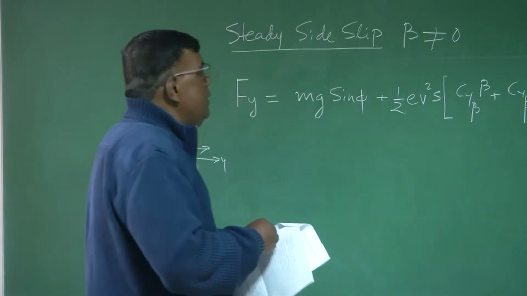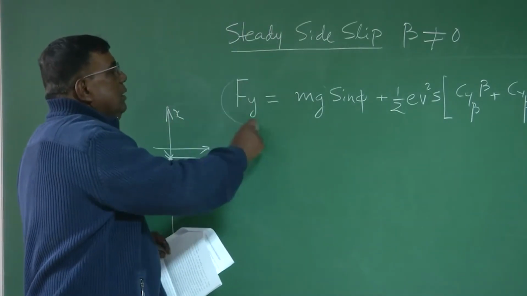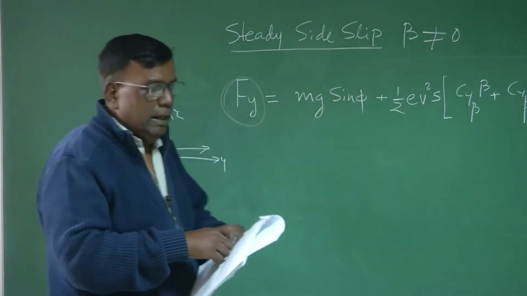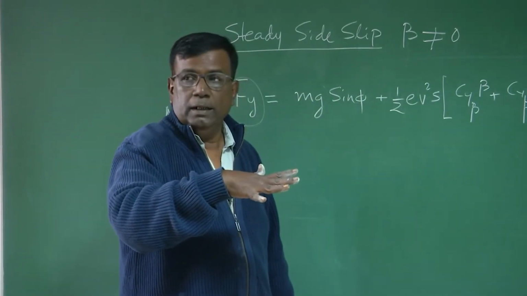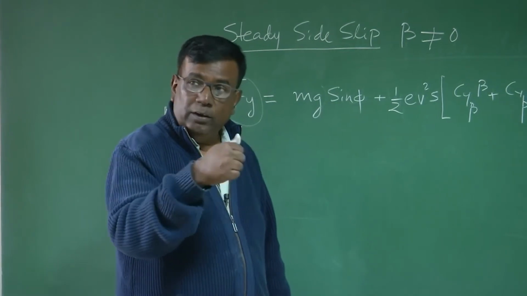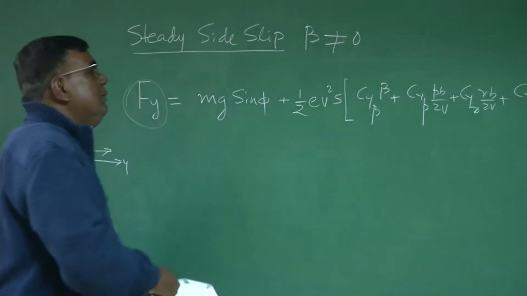So when I am going for a side slip, this is the general equation. This Fy, that side force will come because if I am banking the airplane, then mg sin phi component will be there along the y direction, that component is there, and the aerodynamic force.